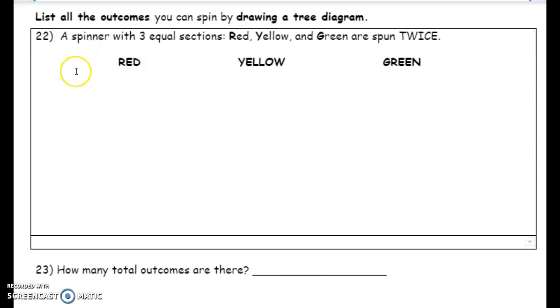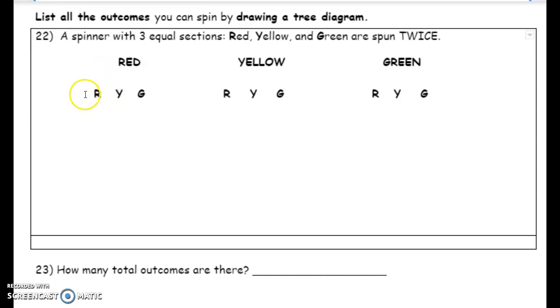I'm not going to put the lines because those were a little difficult to make. So I'm going to put the 3 choices for the second spin would be red, yellow, and green. But if we got yellow in the first spin, then on my second spin, I would have 3 other choices between red, yellow, and green. And the same for if my first spin I got green, then on my second spin I would have 3 choices of red, yellow, and green.